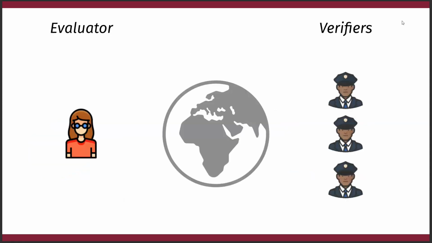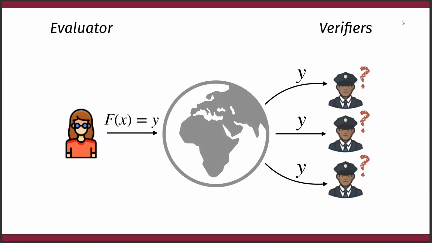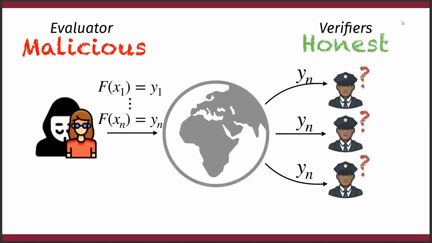Suppose we are in a decentralized setting in which you have an evaluator that computes the function, and then the output is sent to the verifiers to check the validity. This could be a proof of work, and the protocol is a blockchain protocol. In this setting, you want to protect yourself from a malicious evaluator that, for example, tries different inputs until it finds a particular output that gives some kind of advantage, like predicting the next block of the blockchain.